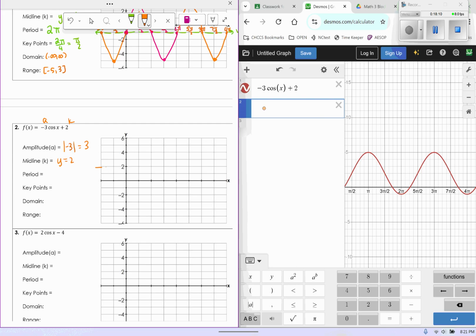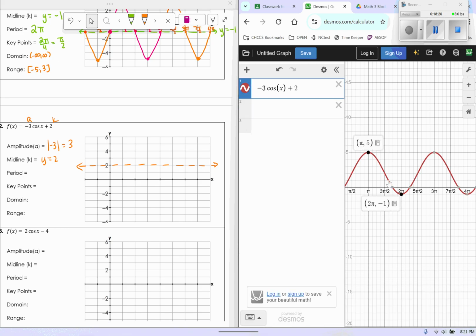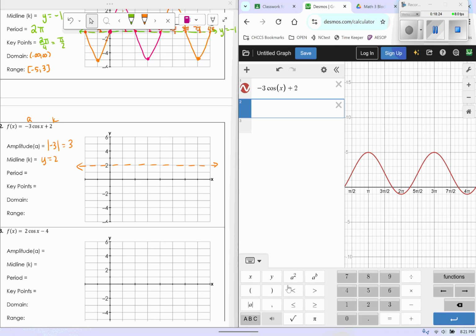So if I draw that on my graph, your graph should go up and down from this line. That's why we always like to draw it on the graph. So on here, notice you can get the maximum and the minimum, but you don't know where that middle point is unless you graph the midline. So we are going to type in y equals 2.